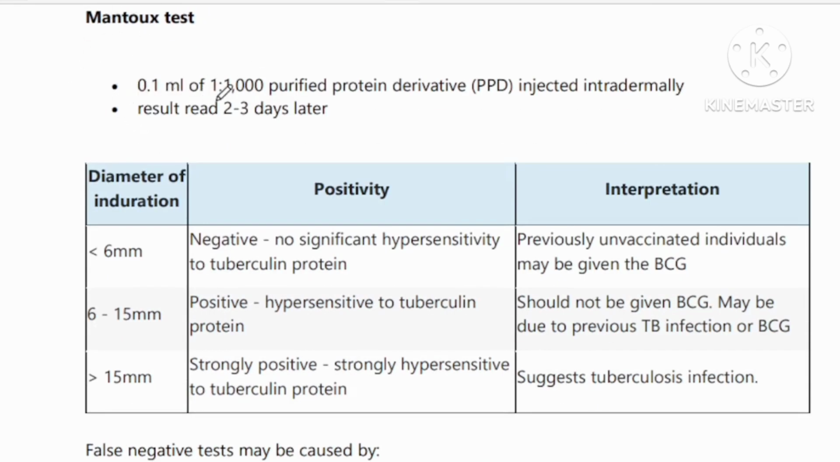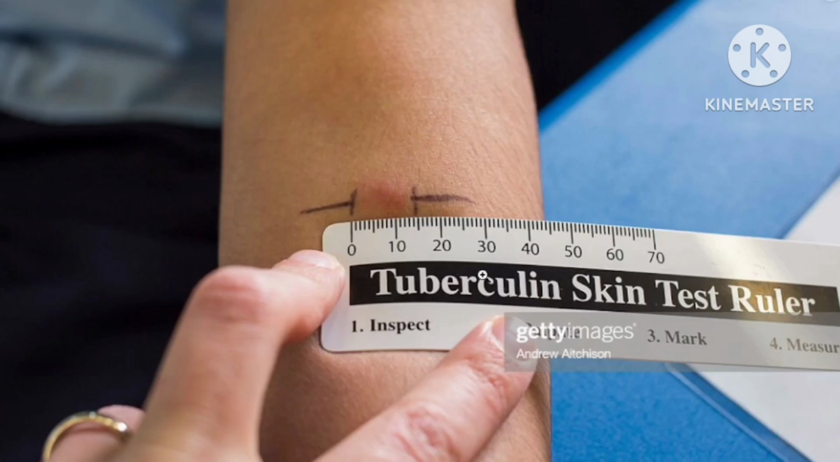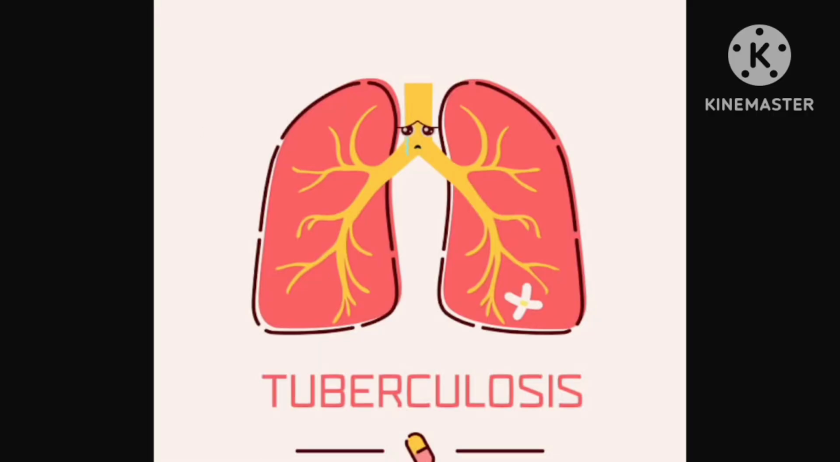So how is it performed? 0.1 ml of 1 in 1000 purified protein derivative is injected intradermally, and after 2 to 3 days the result should be read. Here you can see it was injected intradermally 2 to 3 days back, and there is a reaction. You can compare it with the normal skin; there is some induration, which is measured.